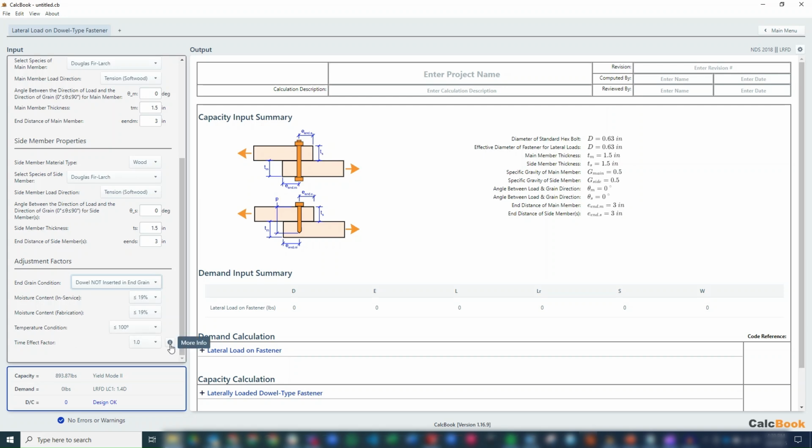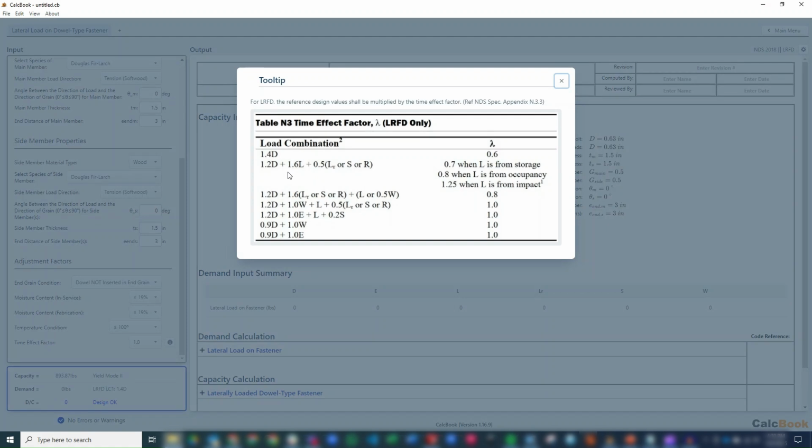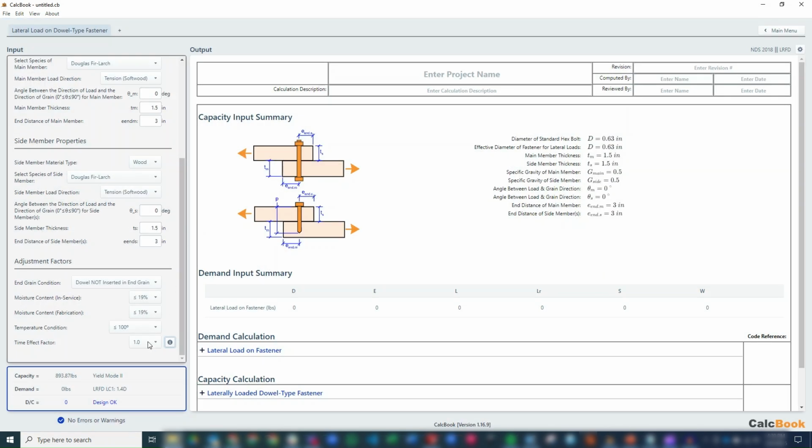And our time effect factor, we do need to update this, right? We are going to be using the 1.2 dead plus 1.6 live combination, most likely will control. And our factor then will be from occupancy, so live load from occupancy, so it'll be 0.8. So we'll go ahead and toggle this to 0.8.